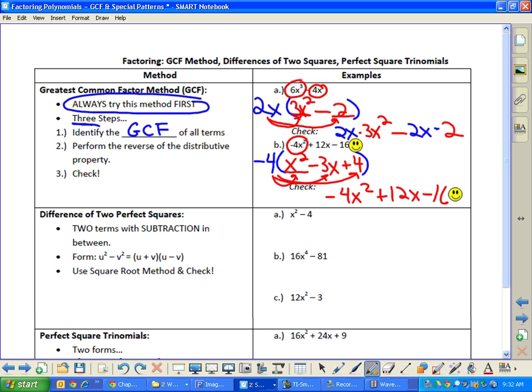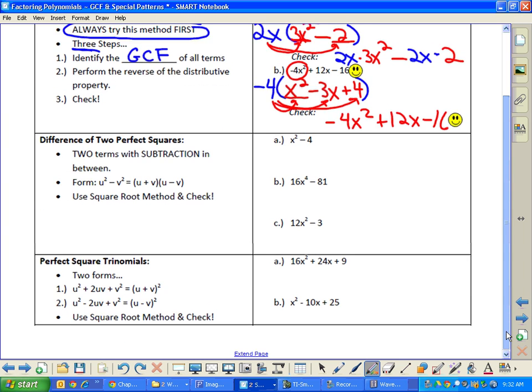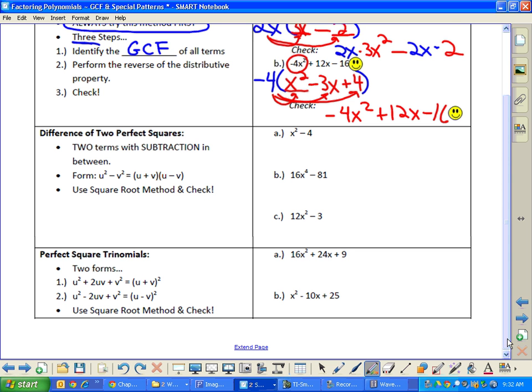That is method 1 of 4 done. Does anybody have any questions about the GCF method? 0 questions. Thank you. Okay, next up. We have 2 special patterns that are going to show up on a quiz that's probably coming at you on Monday already. I know, right? A quiz like all the time.